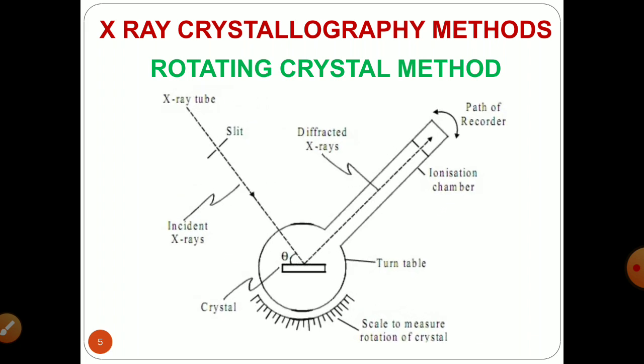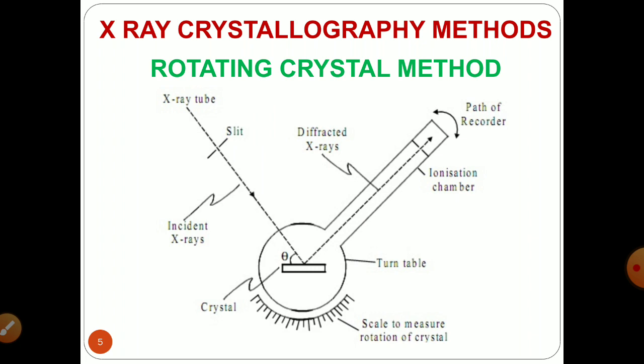In this method, a beam of X-ray, obviously of known wavelength, is passed through the slit. So what is the role of the slit? The slit will allow the narrowing of the beam. So when you are allowing that X-ray to pass through the slit, you will have a narrow beam which is traveling in the same direction. So you will not have interferences.